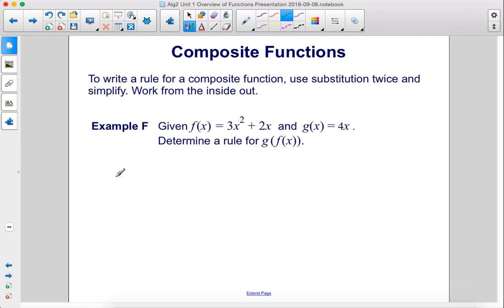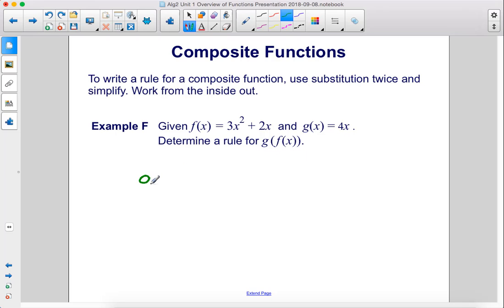To write a rule for a composite function, use substitution twice and simplify. Work from the inside out. Example F. Given f of x equals 3x squared plus 2x and g of x equals 4x, determine a rule for g of f of x.